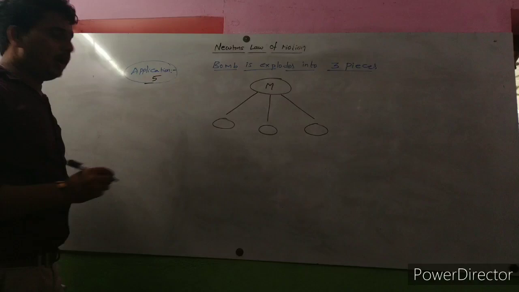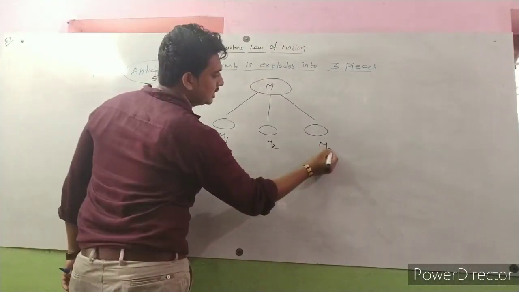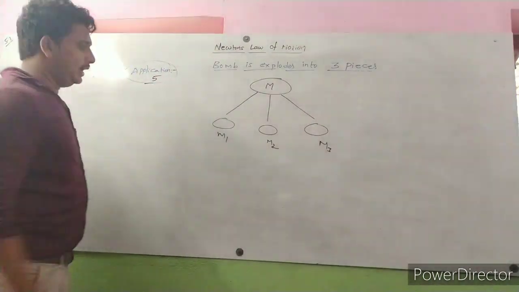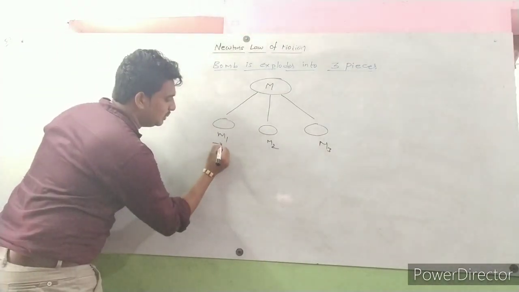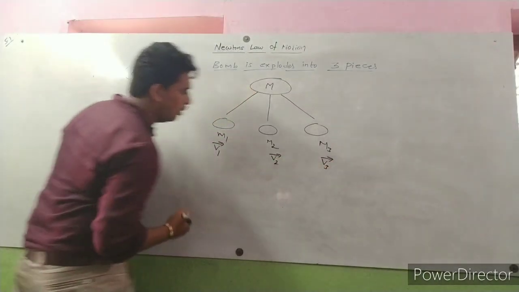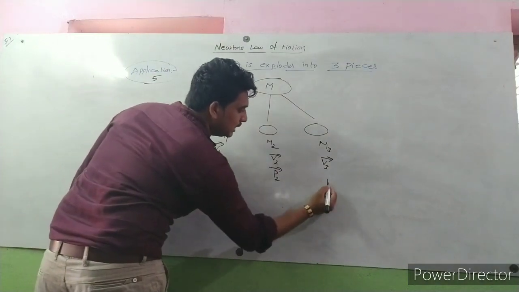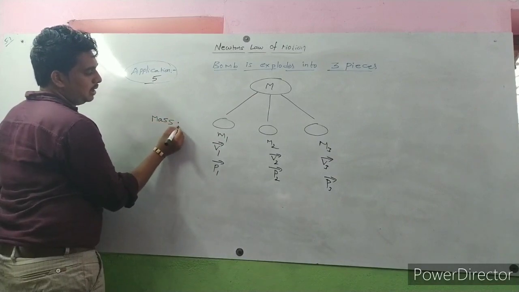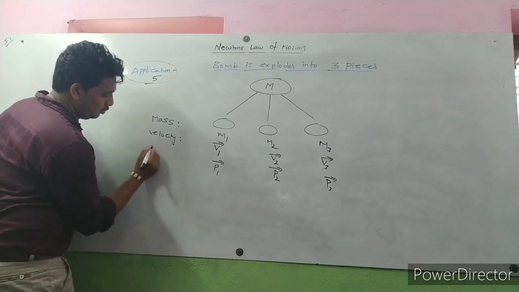One piece has mass M1, another M2, and the third piece has mass M3. M1, M2, M3 are the masses of each piece, and the velocities of each piece are V1 bar, V2 bar, V3 bar. The momenta of each piece are P1 bar, P2 bar, P3 bar. So this is the mass, here velocity, here momentum.